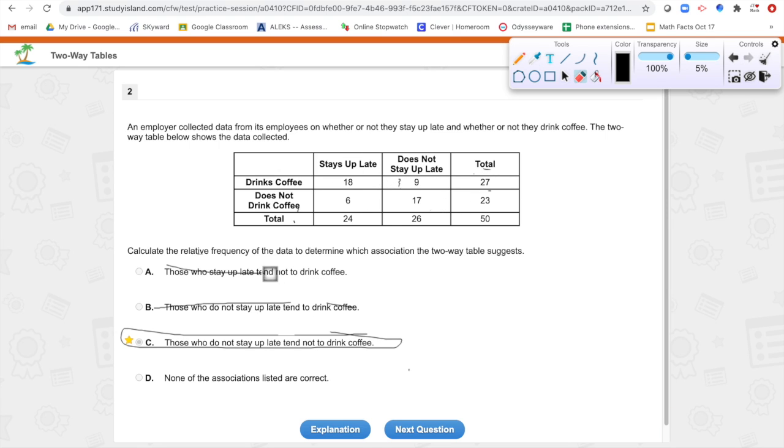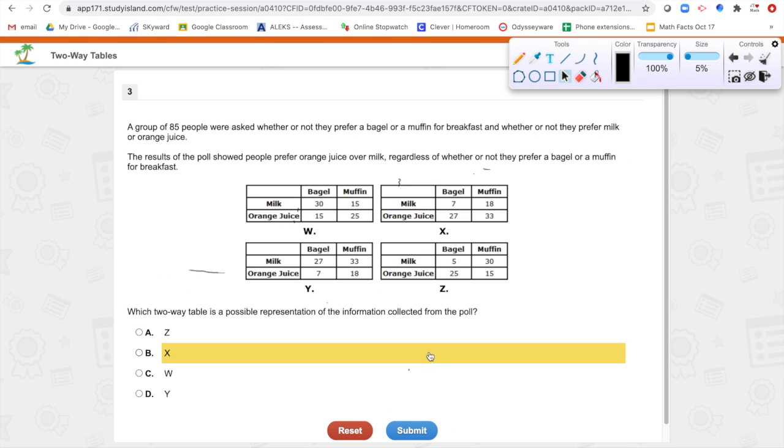I'm gonna take that time to erase everything. I promise I'll find the clean sweep button later on. So moving on to the next question.